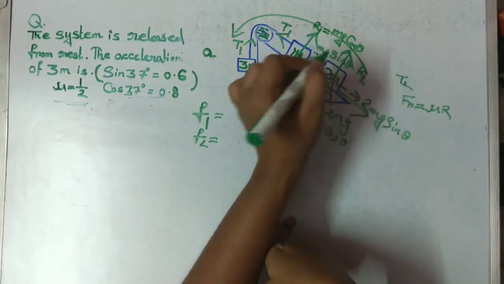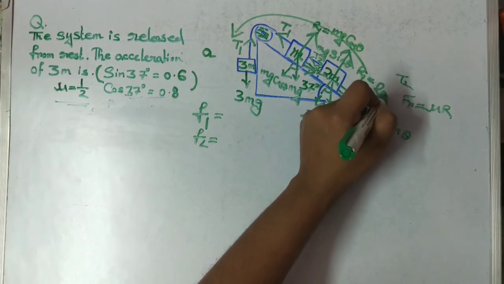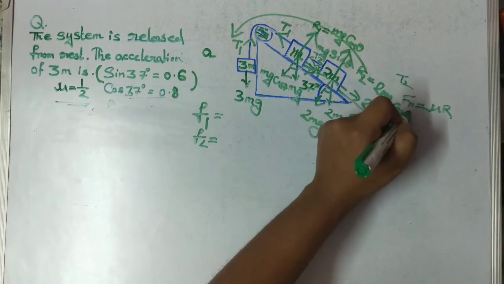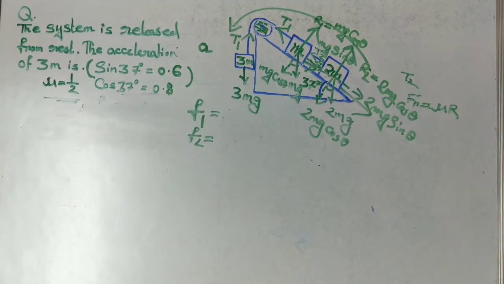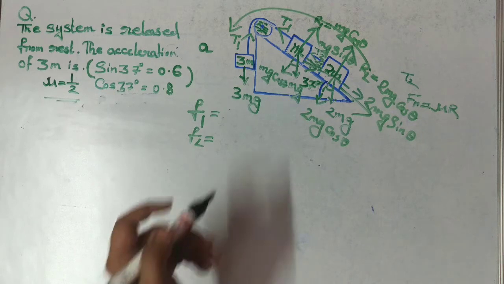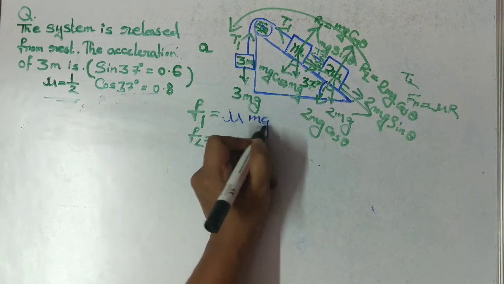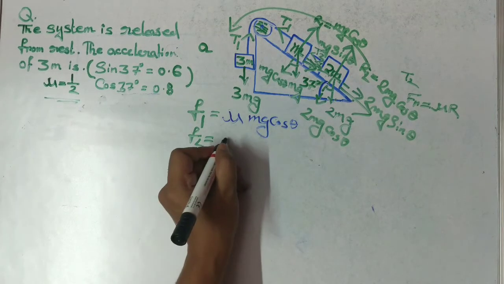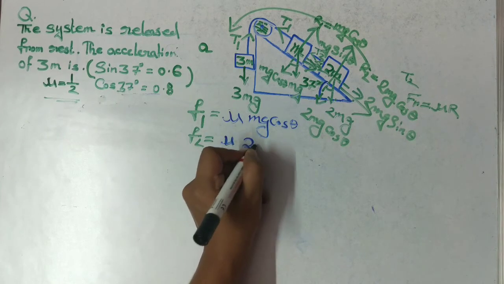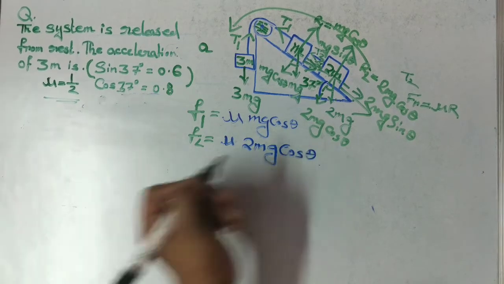Similarly, R2, the reaction force for the 2m mass, will be 2mg cos theta, right? Clear? So the frictional force F1 will be mu into mg cos theta, and also F2 will be mu into 2mg cos theta, right?